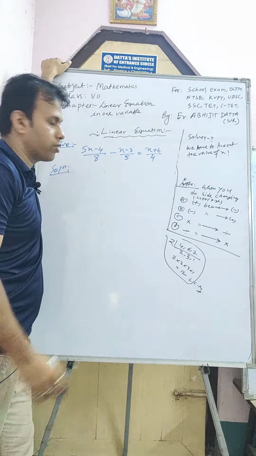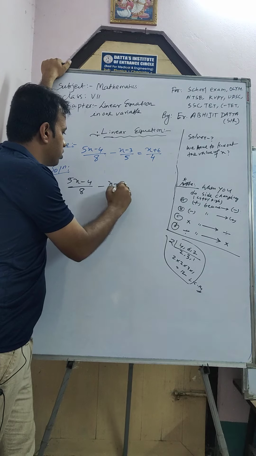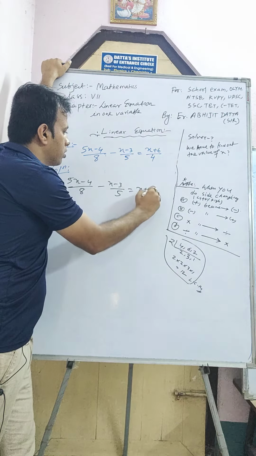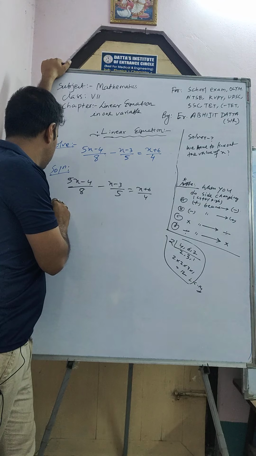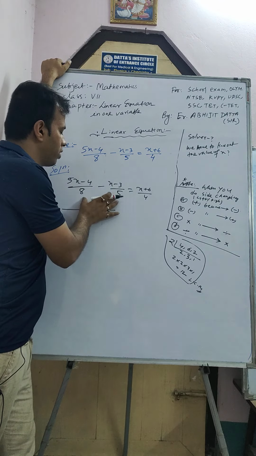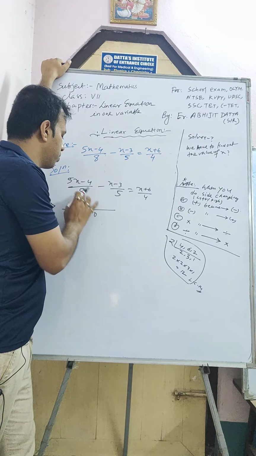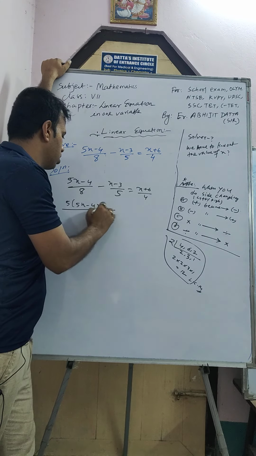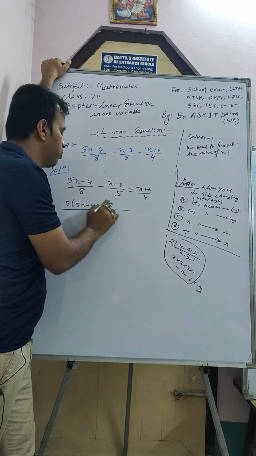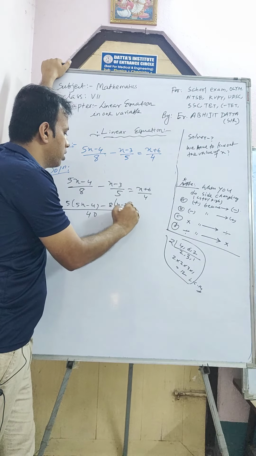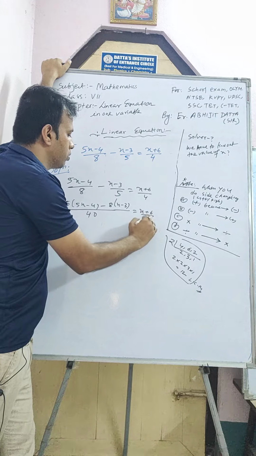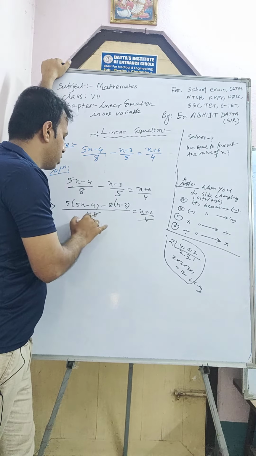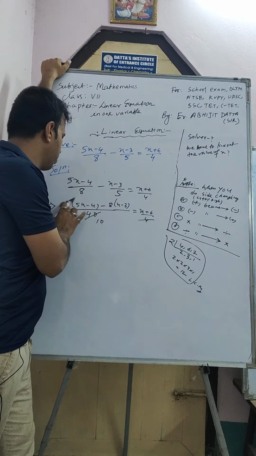So (5x minus 4) by 8, minus (x minus 3) by 5, equals (x plus 6) by 4. Now do LCM here. If I do LCM here, it will be 40. If I divide by this, it will be 5, and 5 will be multiplied with this. Here also the same, 40 divided by 8 is 5, and 8 will be multiplied with this. Then x plus 6 by 4: if I cut this by this, it will be 10. Now multiply 5 by 5 with the 2, it will be 25x and it will be 20.